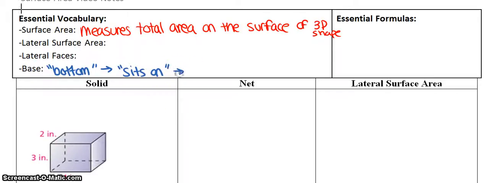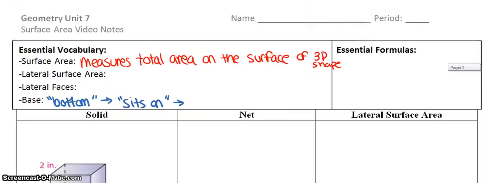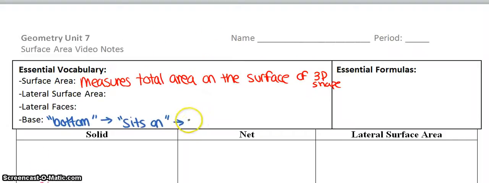Now further, some shapes have multiple bases. So it's the two parallel sides, if you have a prism, for example. Like this one, the bases would be the triangles, because those are the parallel sides. So if there are two bases, then they are parallel.